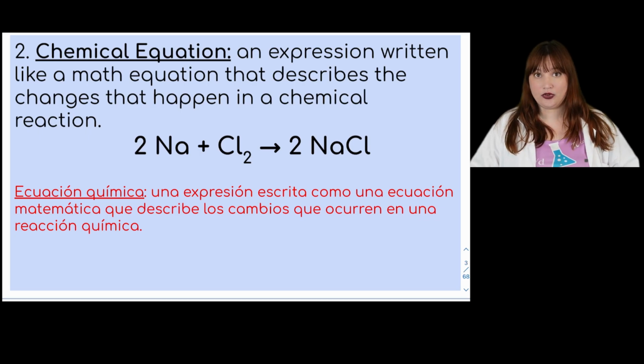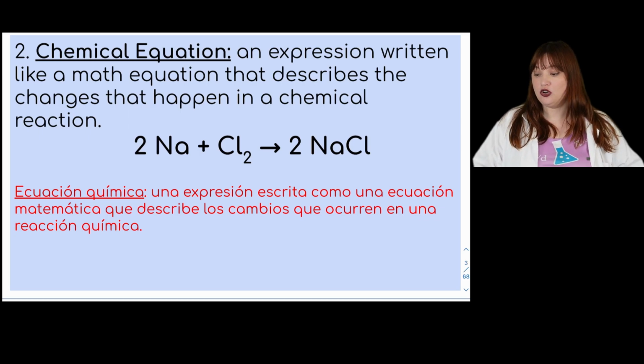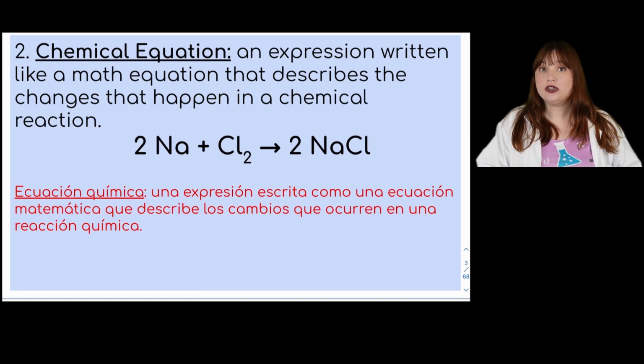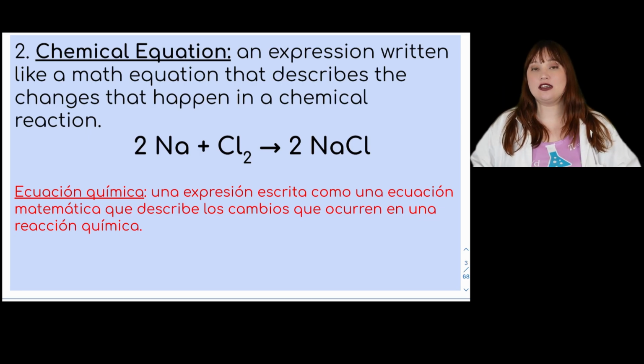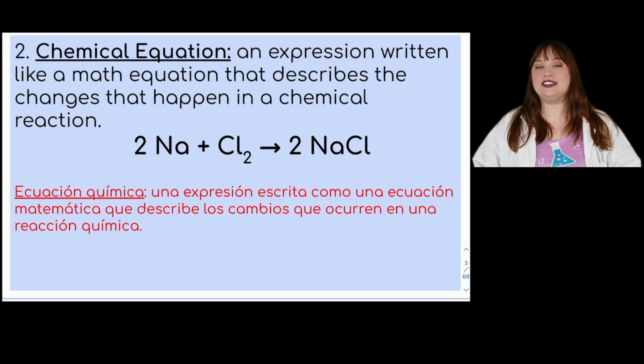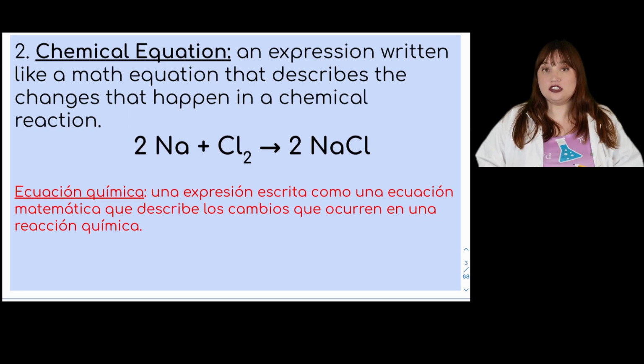In this example, we have a chemical equation with 2 Na, or sodium atoms, plus a chlorine molecule, Cl2. That arrow means that there's a reaction that has taken place and it creates something new. So this creates 2 NaCl molecules, or salt.